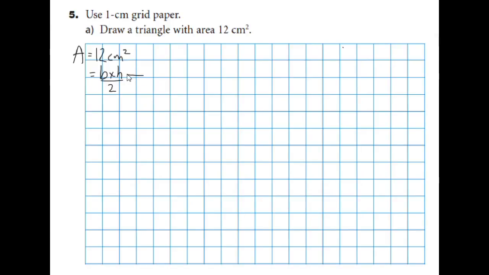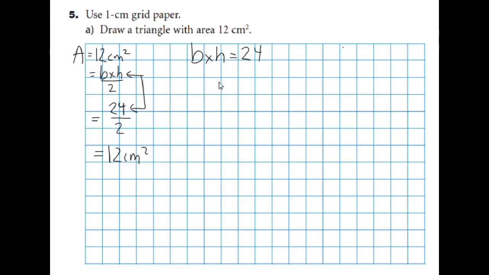So what is that number on top going to have to be? If I divide it by 2 to give me 12, it's going to have to be 24. I'm going to have 24 divided by 2, which will give me an area of 12 centimeters squared. So my base times height has to equal the 24 in order for my triangle to have an area of 12 centimeters squared. So that's the first thing we need to figure out.